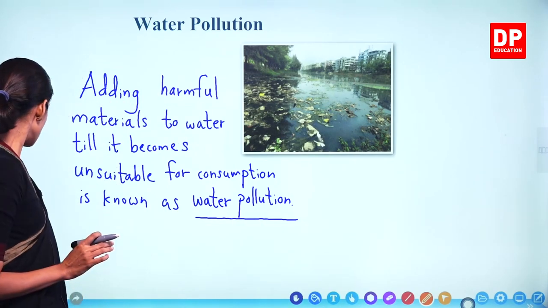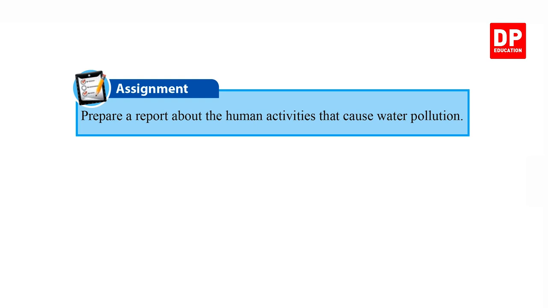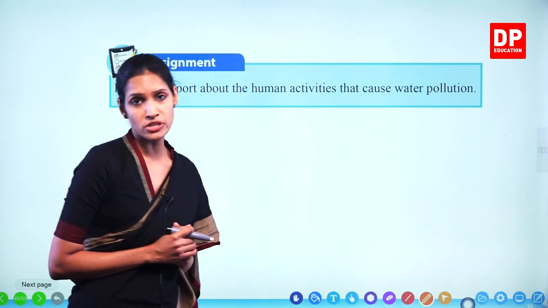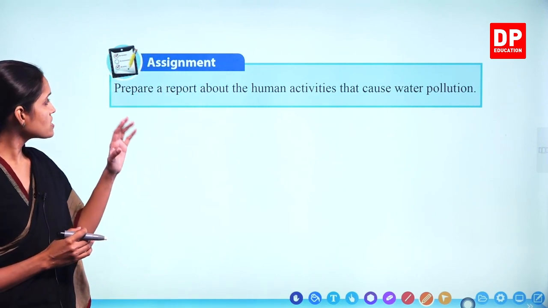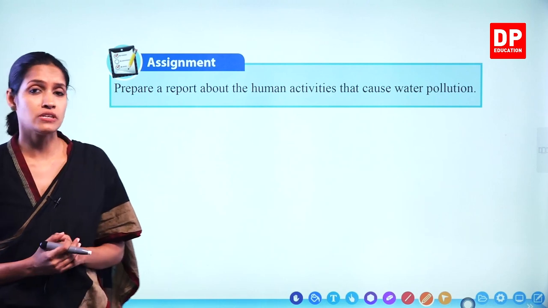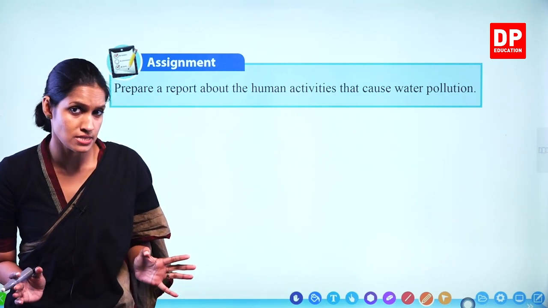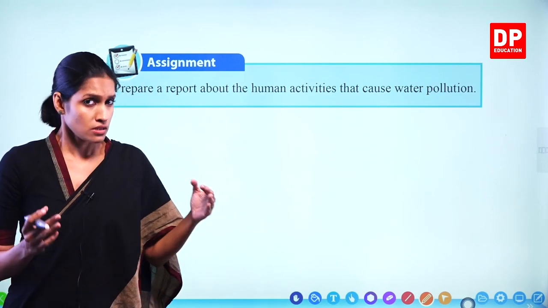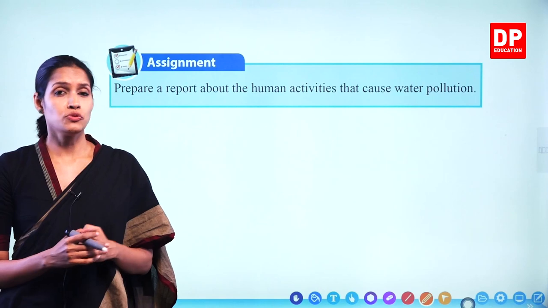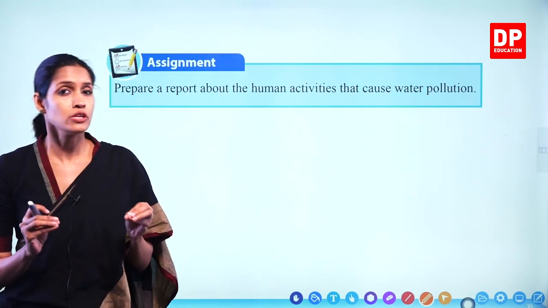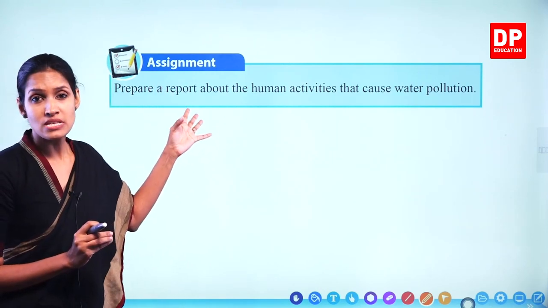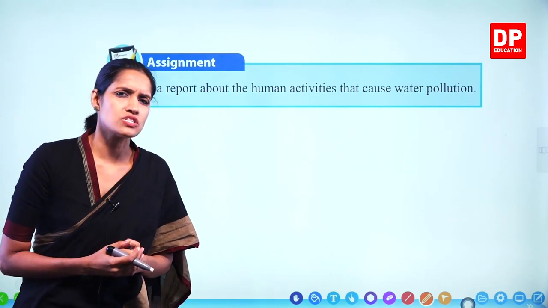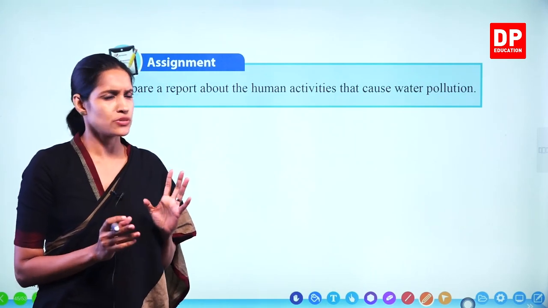Okay, children? So look at this assignment. Prepare a report about the human activities that cause water pollution. I'm sure you must have done these types of activities even when you're in your lower grades. Okay, so it's a simple thing by looking at the environment to make a list like this. If you look at the environment, you will find so many instances where water pollution takes place. So what are the instances, children? I will help you with a few examples, okay?